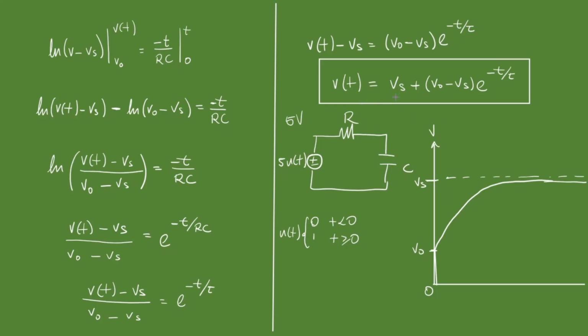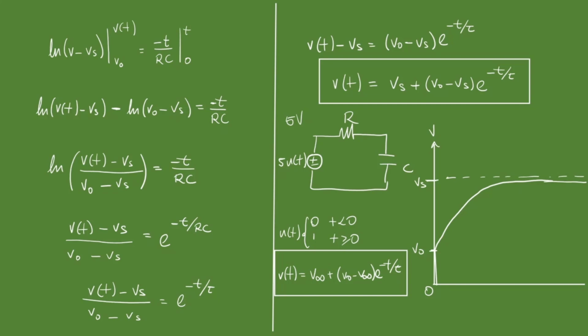That's why in some cases you can see Vs being replaced by V infinity. So another way you can see the formula would be, V of t is equal to V infinity plus (V0 minus V infinity) e to the minus t over the time constant. These are both absolutely correct ways of expressing the circuit because it says the same thing.